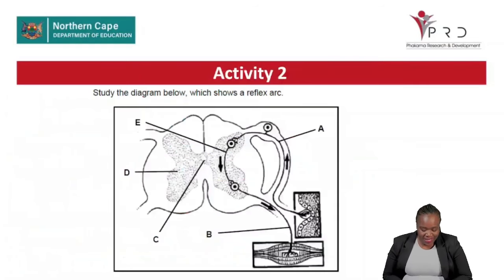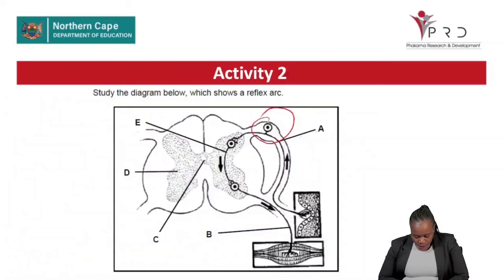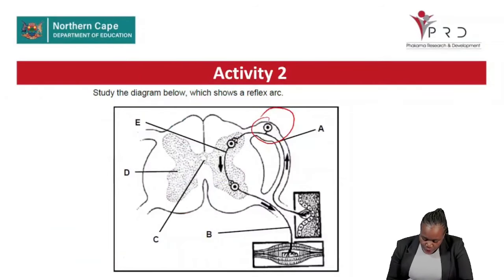Okay, let's have a look at our second activity. This is activity 2. We have a structure of the reflex arc. We're going to label it again before we get to our questions. Okay, let's have a look at this. We have part A, the dorsal root ganglion. With the dorsal root ganglion, we know that this is the sensory neuron. Now, if this is the sensory neuron, it means that here we have what? The receptor.